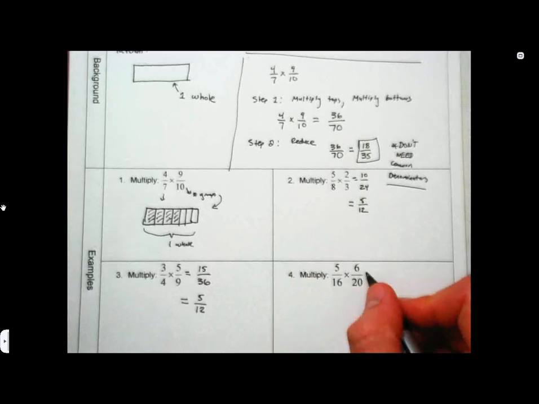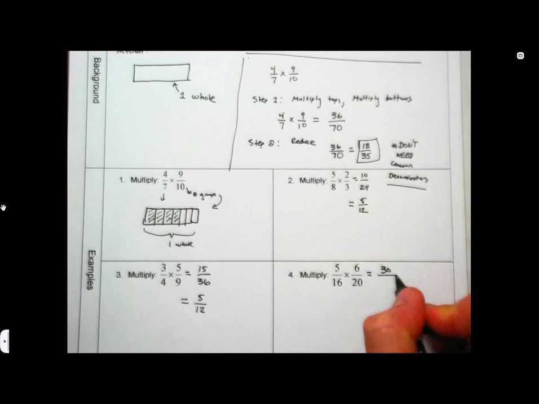And then number 4, 5 times 6 is 30. 16 times 20 is 320. And I'm going to use a little trick. Here I see that both numbers end in a 0. What that means is I can divide top and bottom by 10. So if I divide top and bottom by 10, 30 divided by 10 is 3. 320 divided by 10 is 32.